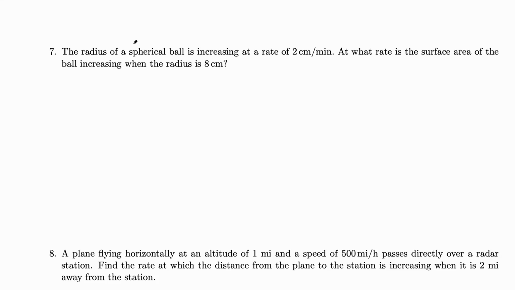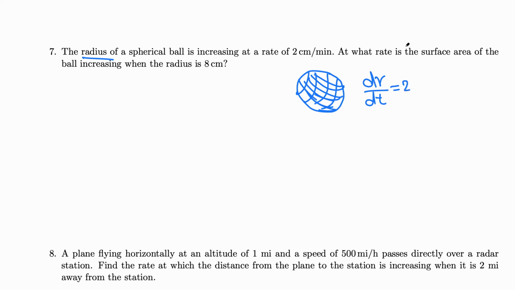The radius of a spherical ball. So we have a spherical ball. You can think of it like a golf ball. Radius is increasing at a rate of 2 centimeters per minute. So radius dr over dt is 2 centimeters per minute.